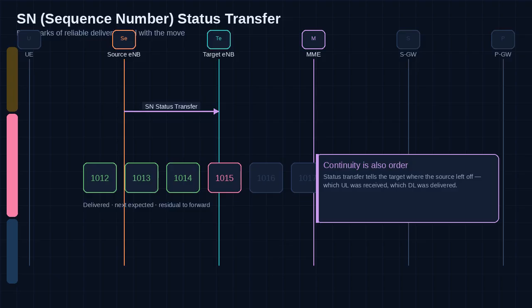Those matter in preparation. In execution, order is a first-class citizen. Without sequence status, a perfectly strong new radio link can still deliver a jumbled application experience. So after detach, the network does not merely hope. It tells the next hop exactly how far the conversation had already progressed. Continuity is not only connectivity, it is continuity of sequence.